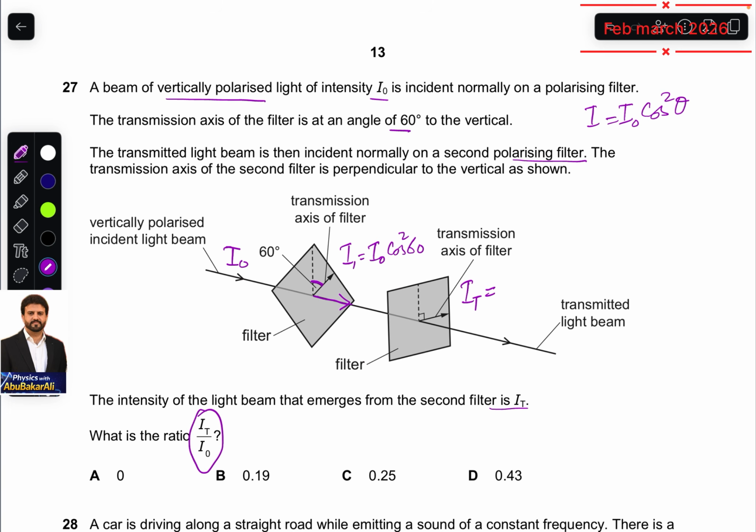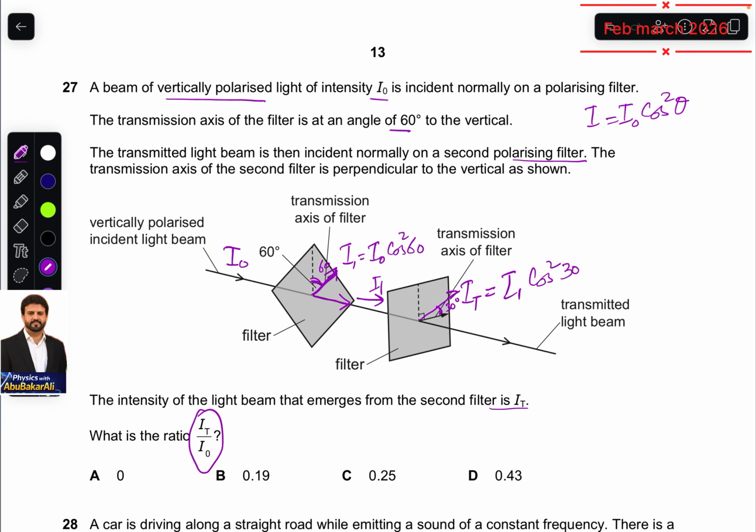So IT will be equal to I1 cos square theta, because the light coming here is I1. This light that is coming here is already at 60 degrees to the vertical. So the light is coming like this at 60 degrees, and this angle will be 30 degrees if it is horizontal. So you will get cos square 30.